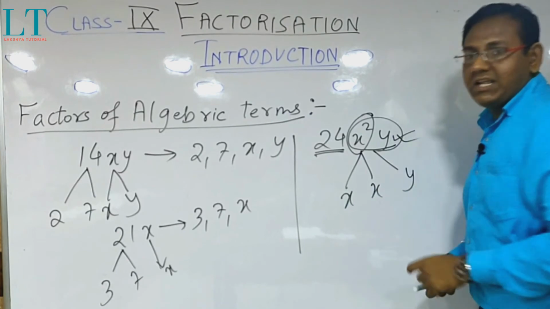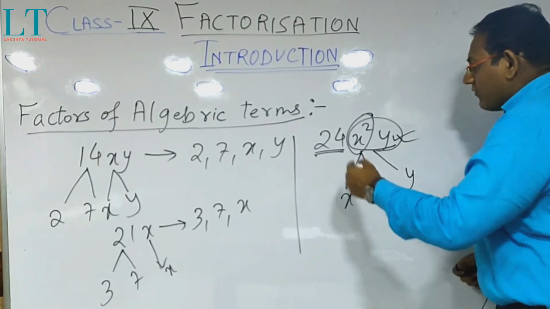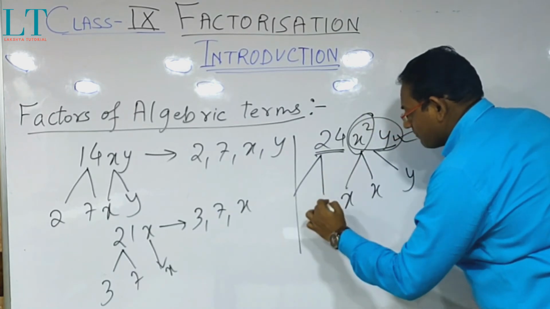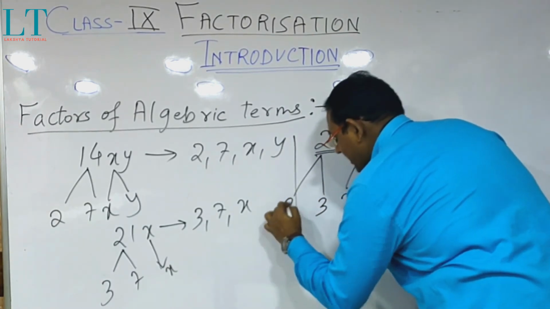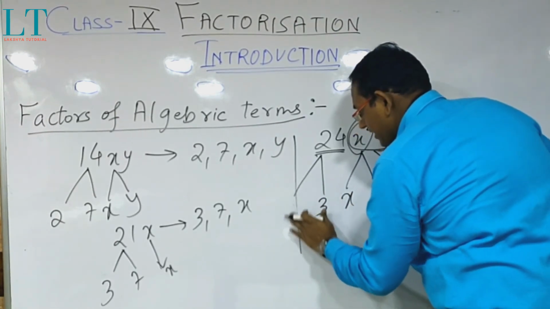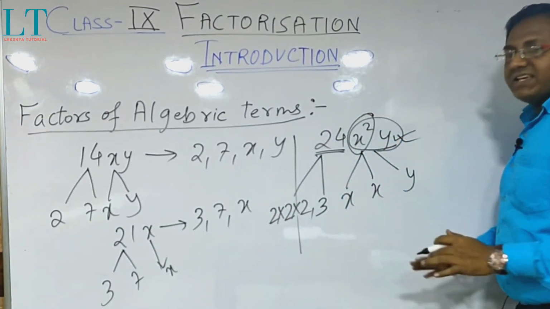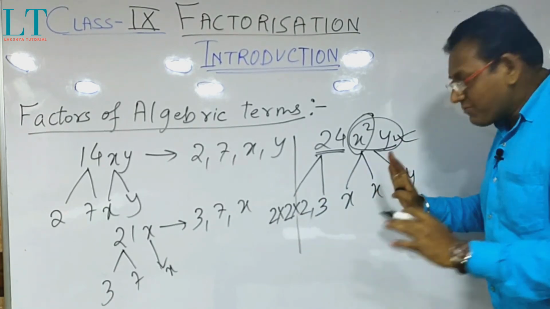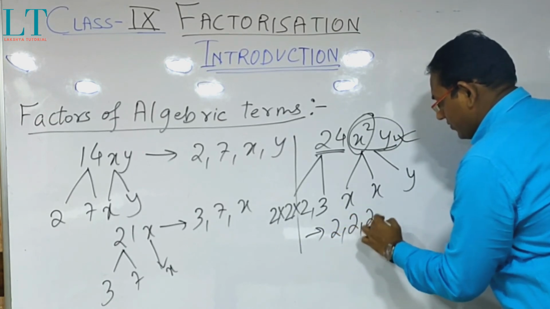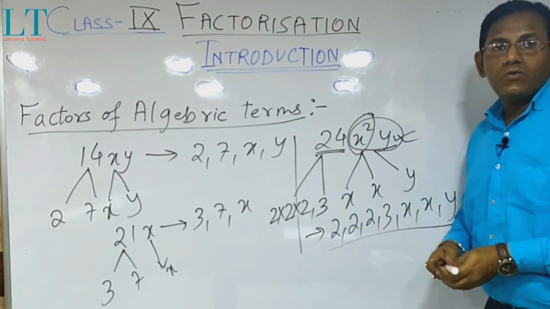And now what about this 24? How can we factorize this 24? There are multiple ways to factorize. Let me take one example: 24 can be factorized as 3 and 8. But you also know that 8 can be further factorized, so let me write 8 as 2 into 2 into 2. So we are getting many factors. Let me summarize and write this down: the factors that we are going to get are 2, 2, 2, 3, x, x, y.